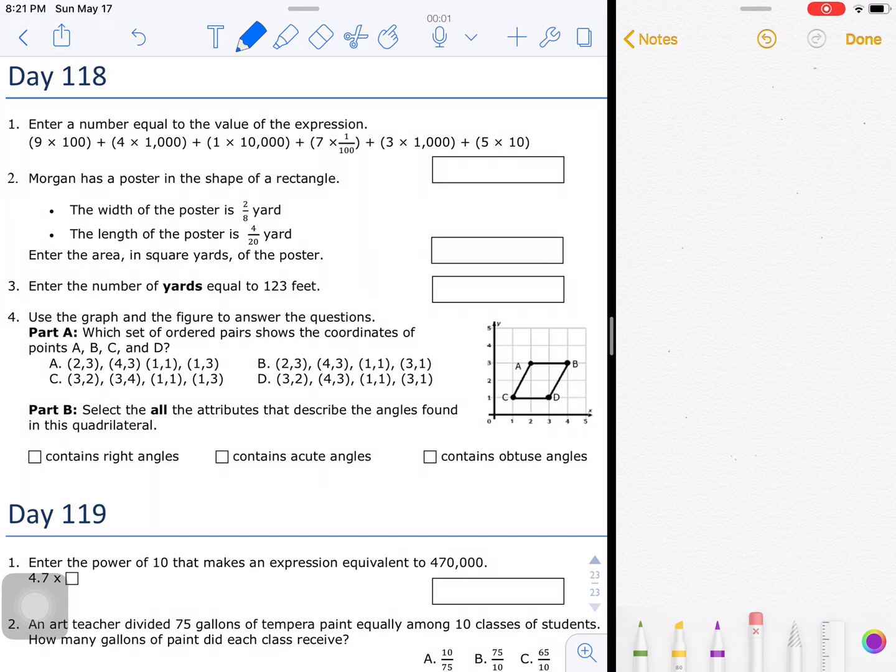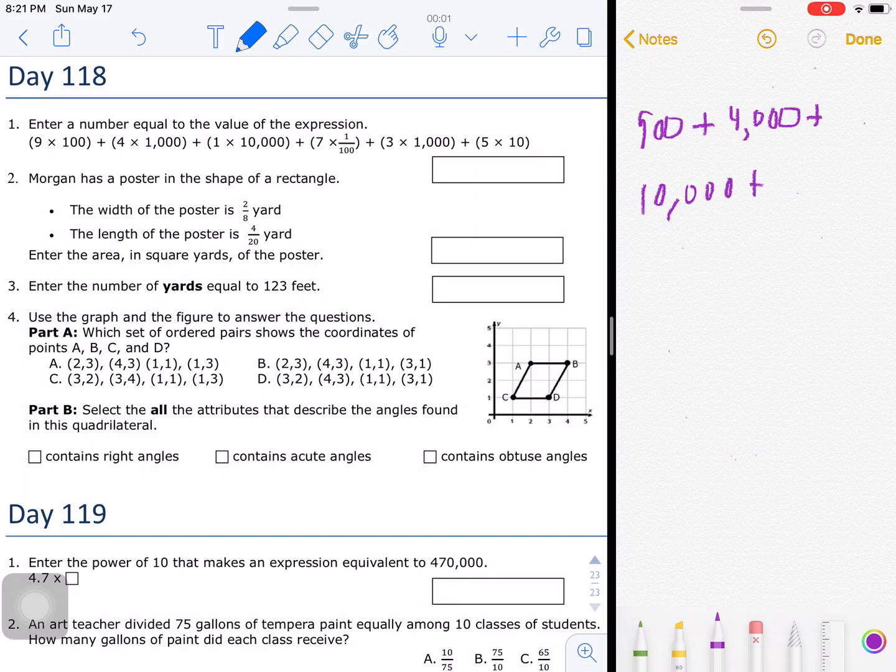So let's take a look at problem number 1. Enter a number equal to the value of the expression. So the first expression is 9 times 100, so we have 900. Then we have 4 times 1,000, which is 4,000. Then we have 1 times 10,000.